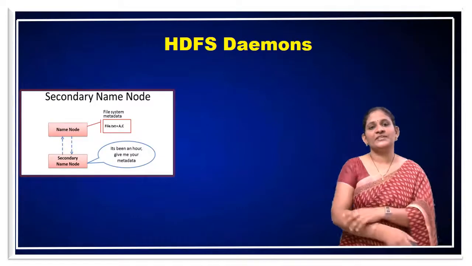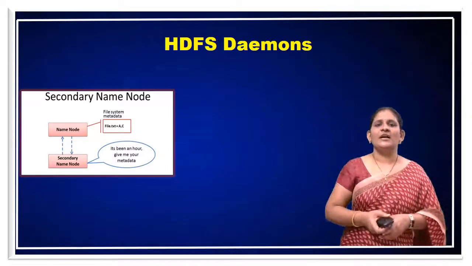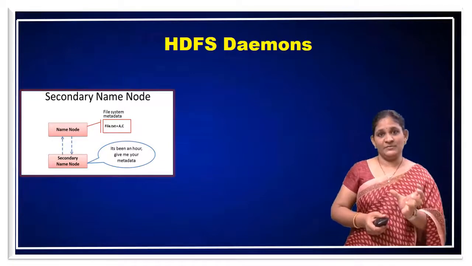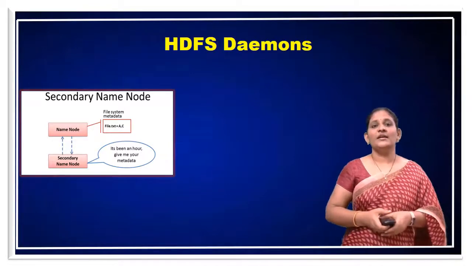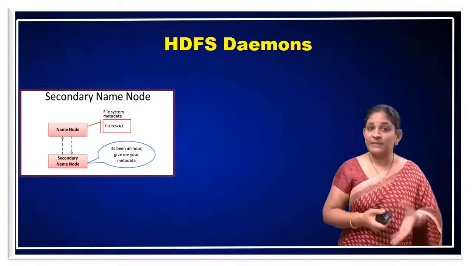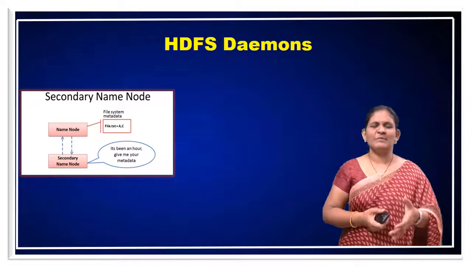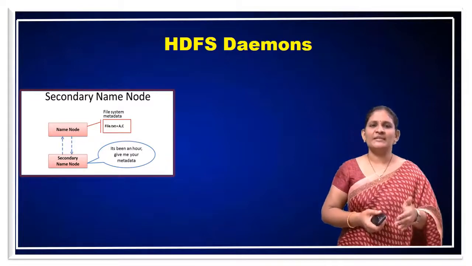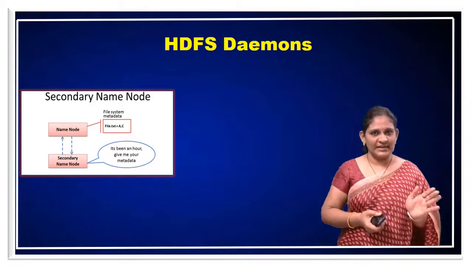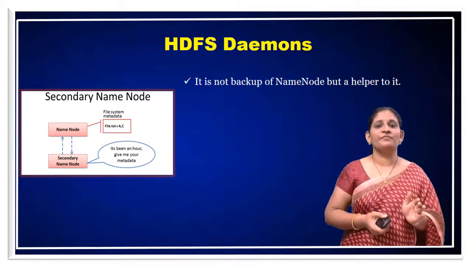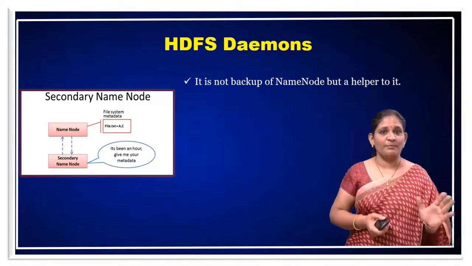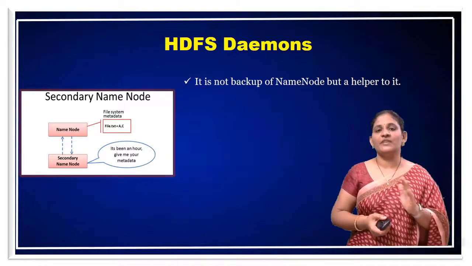secondary name node. Everyone will think that, as the name specifies, a secondary name node might be the backup of the name node. Usually people will think that this daemon is the backup of the name node. But students, this daemon is not the backup of the name node. Secondary name node is not the backup, is not the replication of the name node.